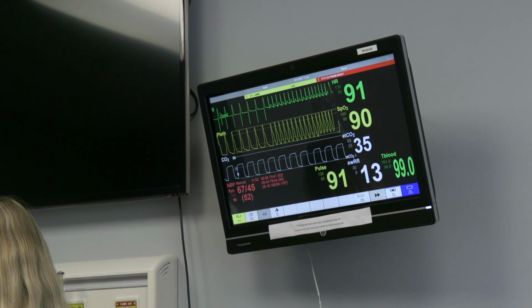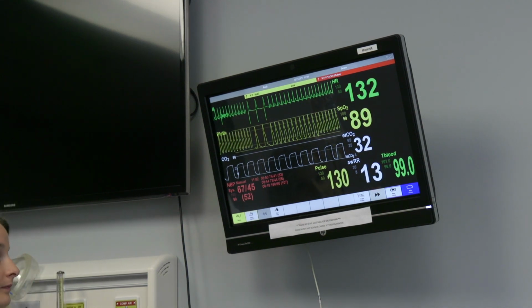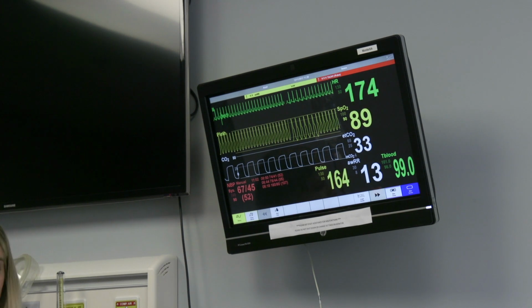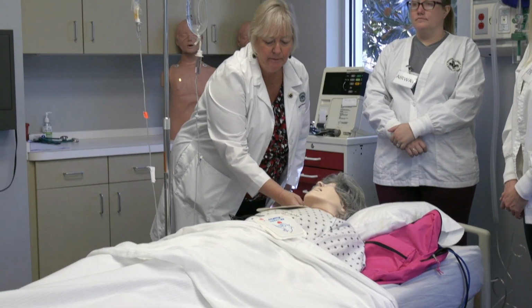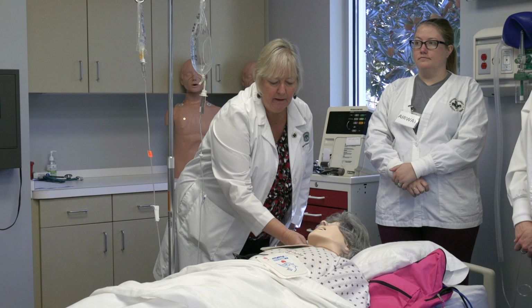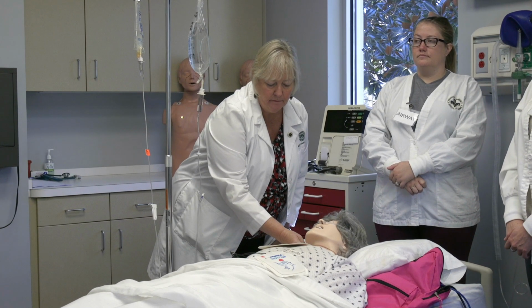And looking at the monitor, it looks like we have a rhythm change. We are now in a tachycardia, a supraventricular tachycardia, so I'd like to turn the pacing off at this time. Pacer is off. I'd like to check for a pulse. She has a pulse. Okay, and what I'd like to do now is ask the patient to bear down, see if we could slow her heart rate down, a vagal maneuver.